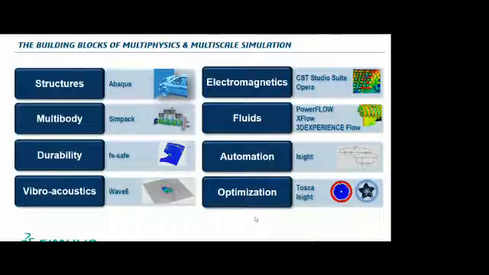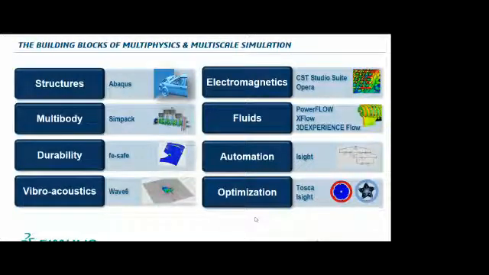On fluids, there are multiple products. There is PowerFLOW and XFlow. Both of these are very powerful CFD solvers based on the Lattice-Boltzmann method, which makes PowerFLOW and XFlow able to solve transient fluid flow problems. And then there is the 3D Experience Flow solution, which is based on the classical Navier-Stokes equations.